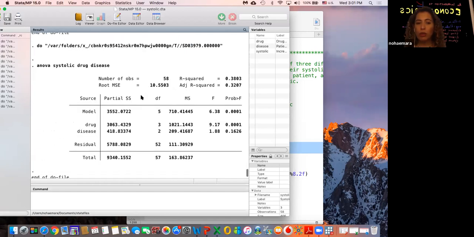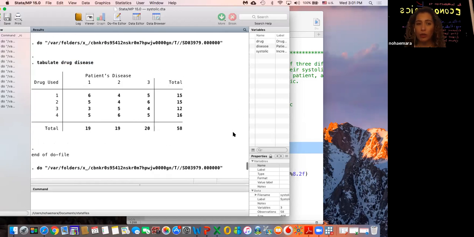So out of this result and this result, you can think about it this way: moving vertically based on this data set matters more than moving horizontally. Actually, moving horizontally is statistically insignificant. There is no statistical significant variation in systolic blood pressure if the patient has disease 1 versus 2 versus 3. They all have almost the same mean of systolic blood pressure.